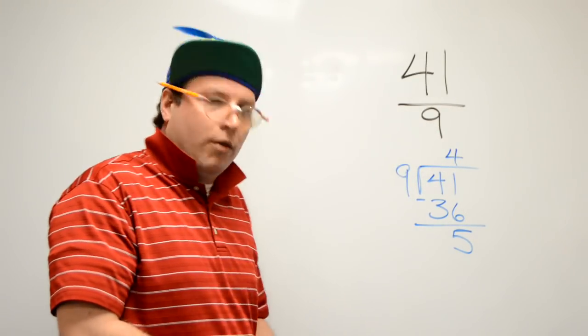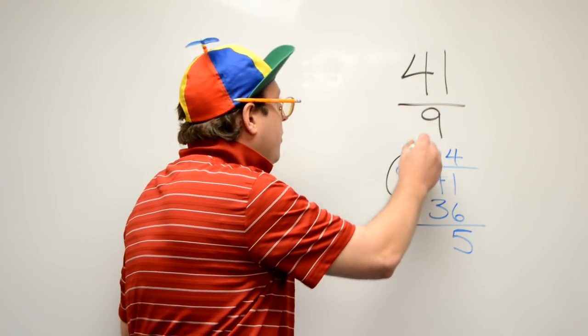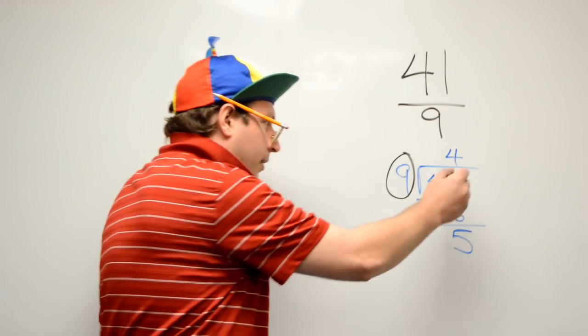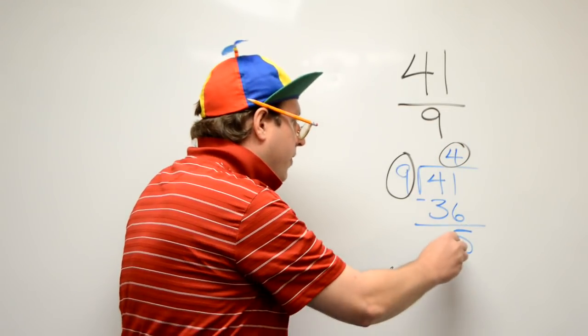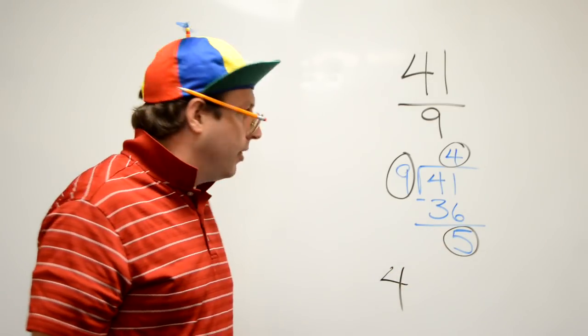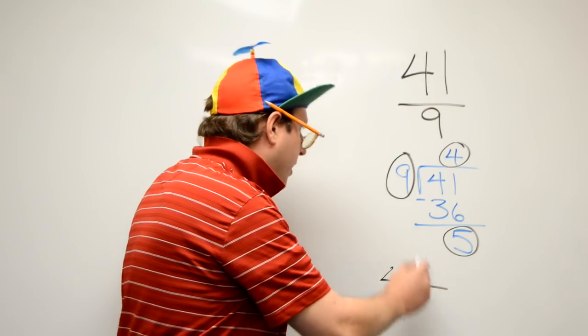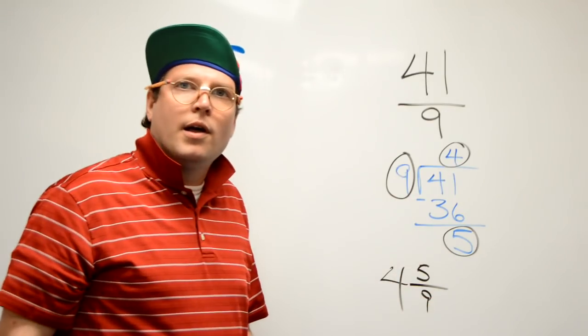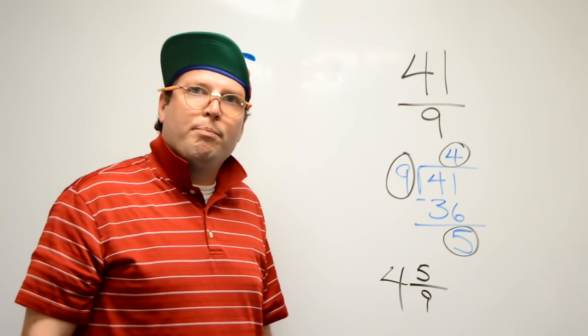Okay, so remember, this stays the same. This 4 is our whole number. This 5 becomes the numerator. And this is still the denominator. And that's how you convert between mixed numbers and improper fractions. Alrighty. Thanks, Skip. That was great.